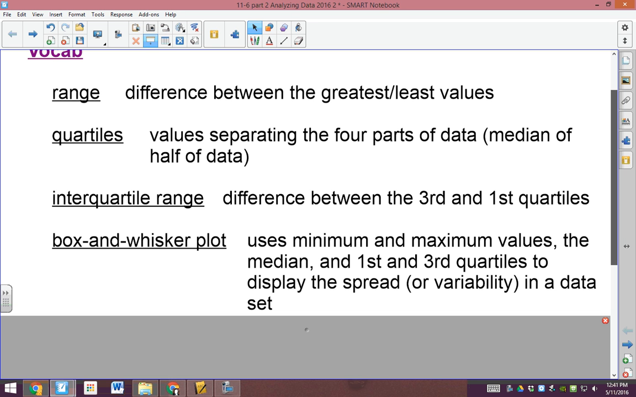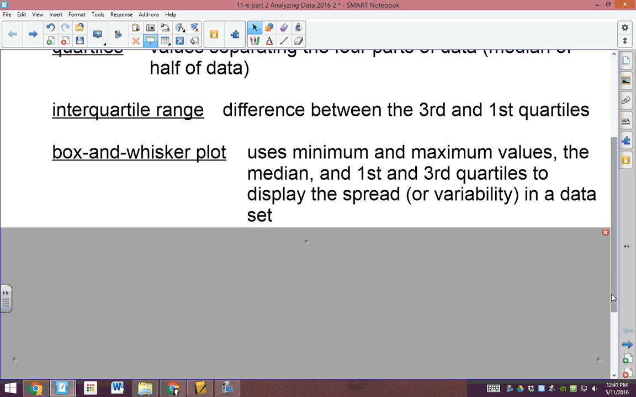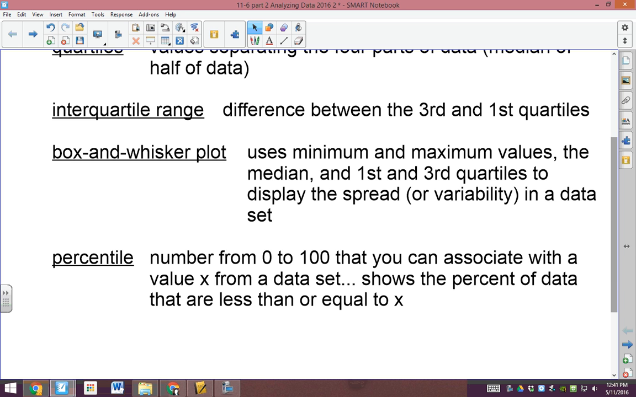Anywho, let's keep going. A box and whisker plot uses the maximum, the minimum, the median, and the first and third quartiles to display the spread in a data set. Your book and standardized tests like to give you box and whisker plots of multiple data sets and have you make statements about them. So we need to learn them well.